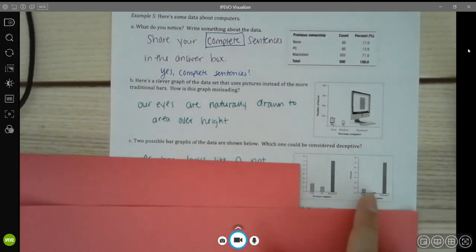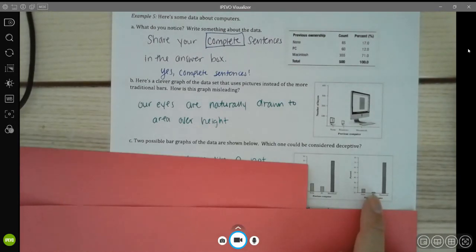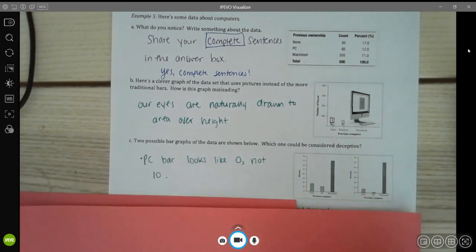Did you notice that this scale starts at 10, whereas this one starts at 0, making this PC line look like basically 0, when it's really not that, it's 12%. It's not like it's a big percent. However, now it's 2% by getting rid of that first 10%. Okay, so it's considered deceptive because it doesn't start at 0.